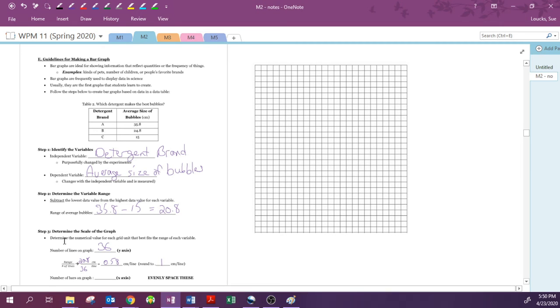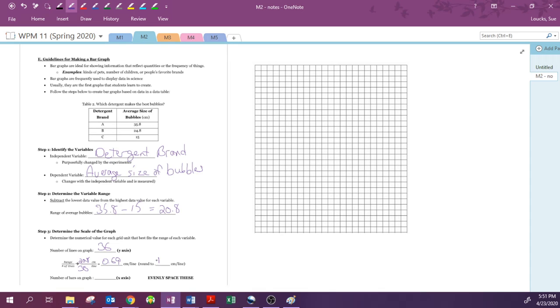I need to change some of these numbers because I no longer have 36, and that's not going to work. So now I have 30. My range is still 20.8, and my number of spaces now is 30. If I divide that, I get 0.69. I'm still going to round that to 1 centimeter per line, but this time I can't start at 0 because I've only got enough space for my range.